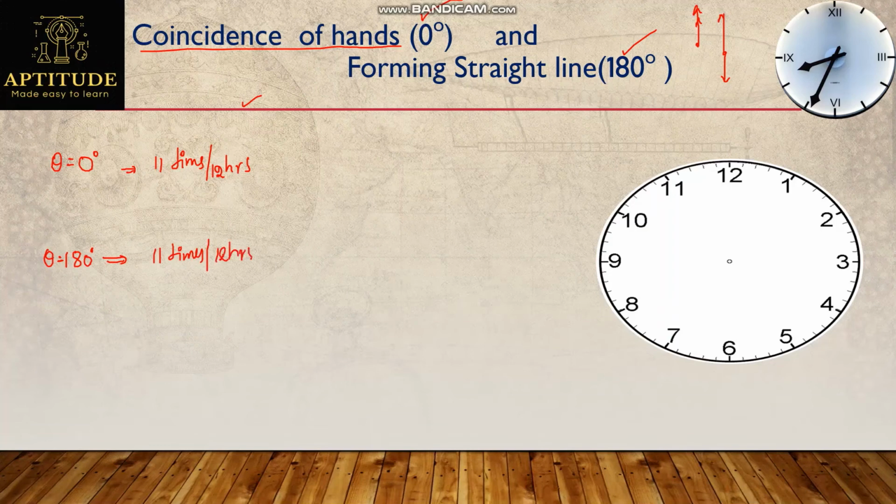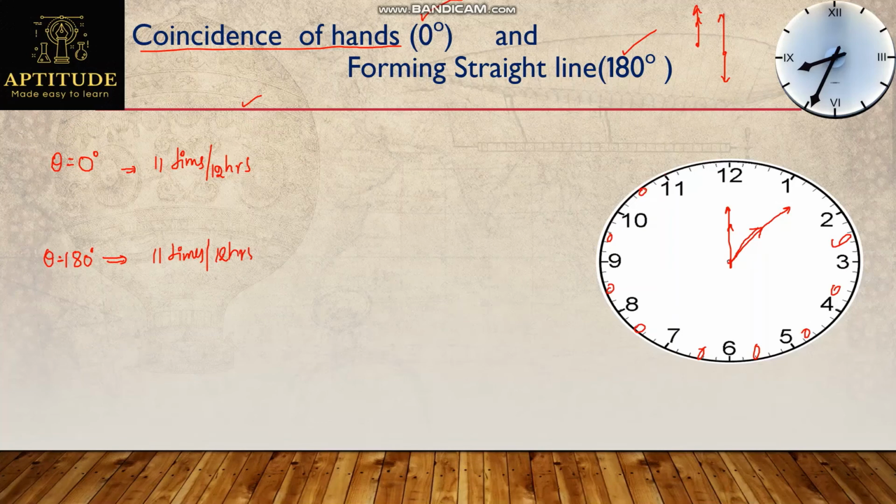Why? Because a very simple logic. Observe here, 0 degrees first will form at 12 o'clock. Next, 0 degrees will be formed not exactly at 1 o'clock; it will be in between 1 and 2. So similarly here one more time, here one more time, like this till 11 o'clock, we'll be getting 11 times only.